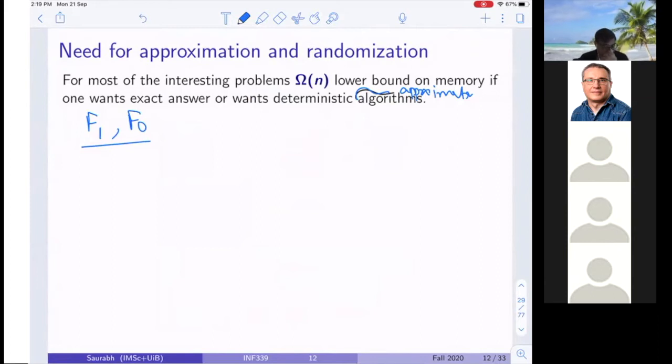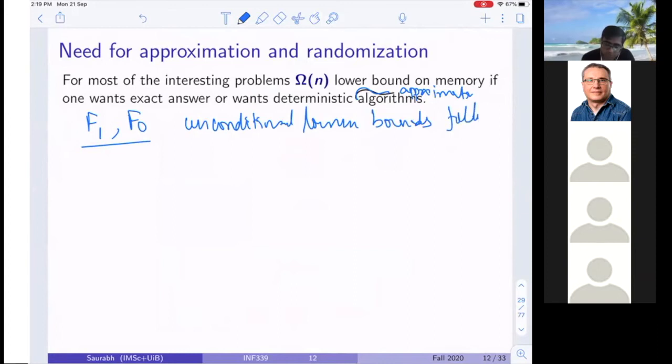Okay, and we'll prove, or if not prove, at least I'll provide you some of these. These are unconditional lower bounds. They are not conditional lower bounds. Meaning, basically, these will follow from applying the pigeonhole principle appropriately.